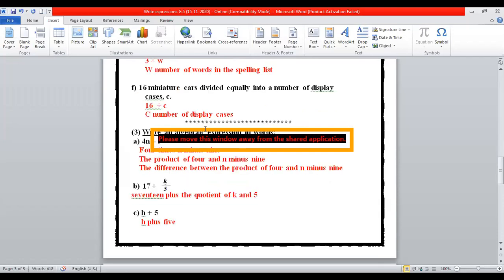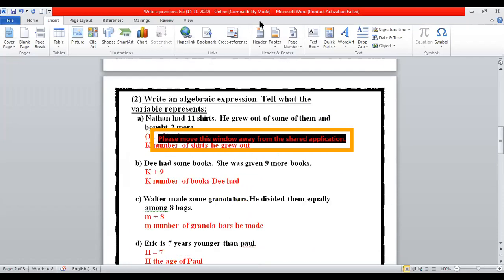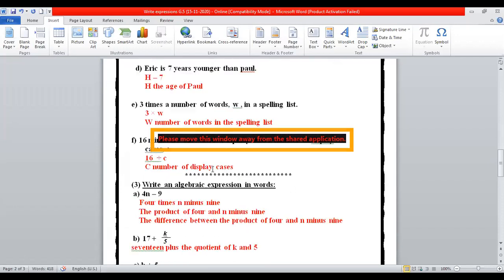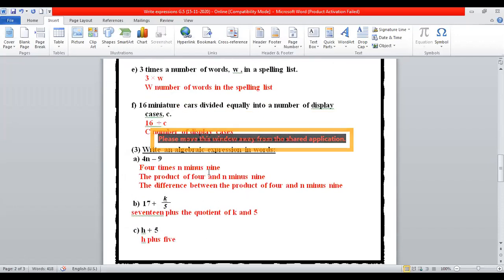Okay, this is our lesson today. Mister, there is something I can't see the writing of. Dear, you have the model answer in your SMS. You can check it.